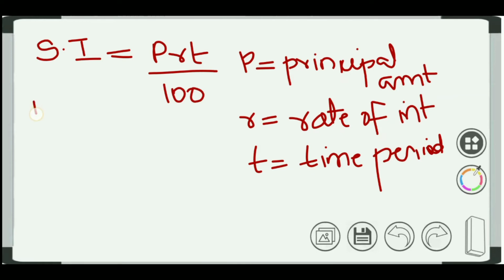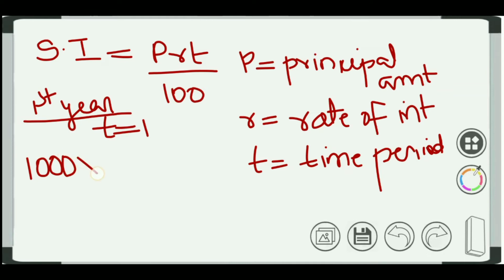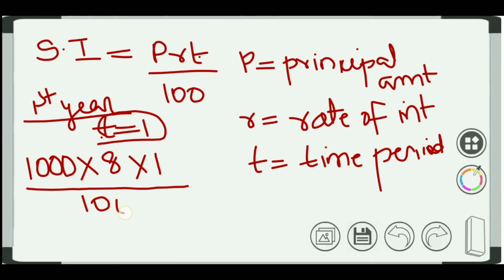So in the first year, what will be the interest? First year means you need to take t is equal to 1. What is P? How much amount is invested? 1000. So P into rate of interest, 8%, into t, which is 1, divided by 100. Cancelling the zeros, 8 into 10, 80. So the first year interest is 80 rupees.